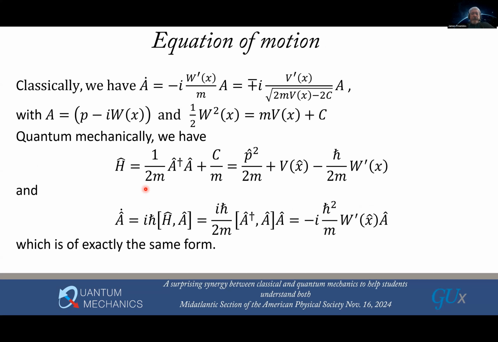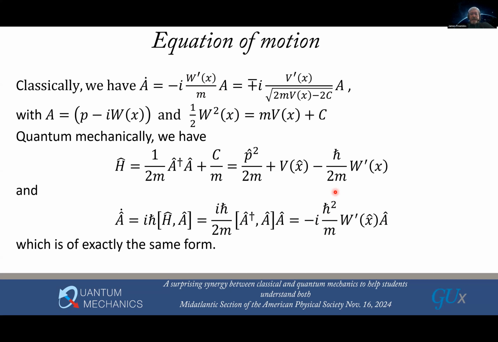And now look at the equation of motion. a dot is i over h bar commutator of H with a, which will be i h bar over 2m commutator of a dagger with a times a. We can work out what the commutator of a dagger with a is. When all the dust settles, you find it's minus i h bar squared over m w prime of x a. Now the classical one was a dot is minus i w prime of x over m a.